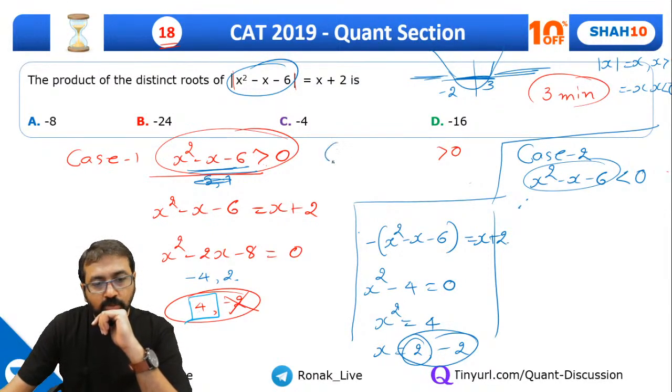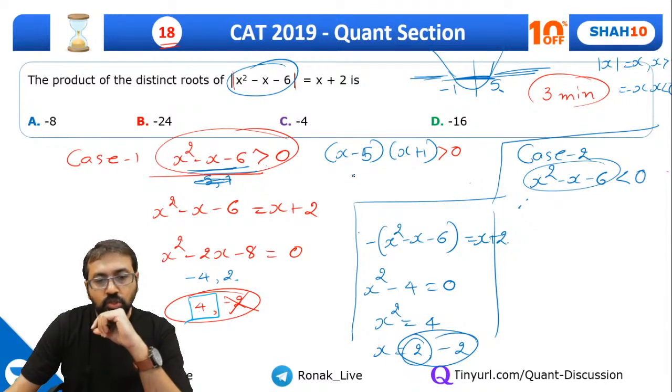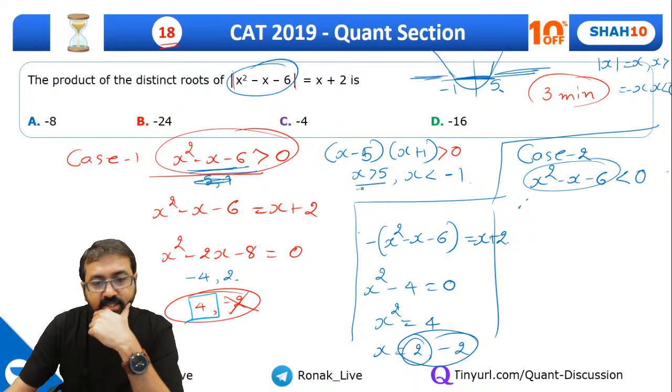Okay, so this will come out to be x minus 5 into x plus 1 is greater than 0. The graph will be like this, minus 5 and 1. So 5 and minus 1. This is minus 1 and this is 5. So you can say x has to be greater than 5 or x has to be less than minus 1. Just a moment, let me check once again. x is greater than 5 and x is less than minus 1.